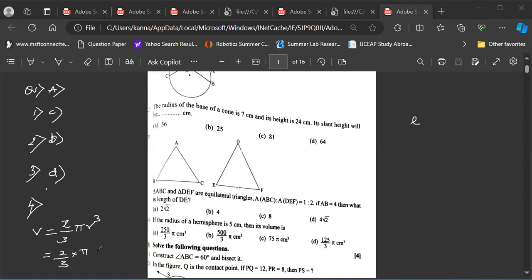So I'm not going to substitute the value of pi, but this is 125. Are you getting me a pi cube? Pi cube is 125. 125 twos are 250. So the answer is 250 pi upon 3. Is this answer anywhere? Yes, the fourth one, A part. Are you getting me here?